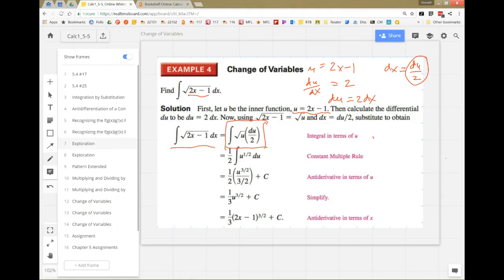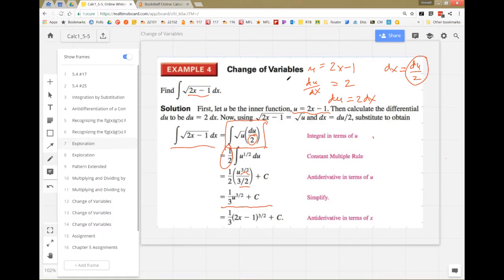All right, now let's integrate. So this 1/2 comes from here. We brought that out and just moved the 1/2 off to the side. Now, how do you integrate u to the 1/2 du? You raise the power by 1 and you divide by that new 3/2. And then add a constant. When you divide by 3/2, it's the same as multiplying by 2/3. The 2's cancel and you get 1/3.